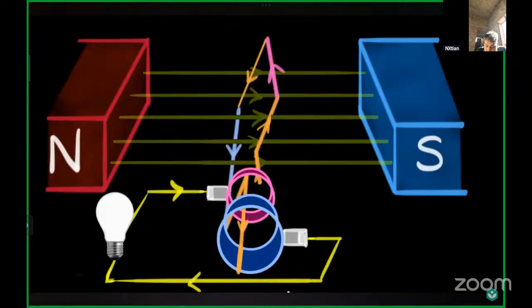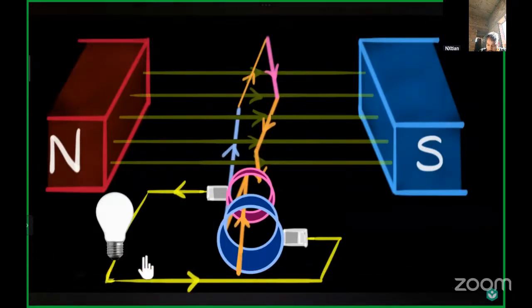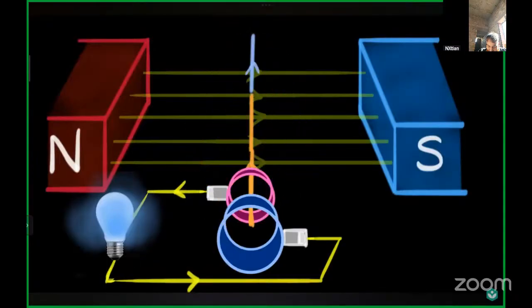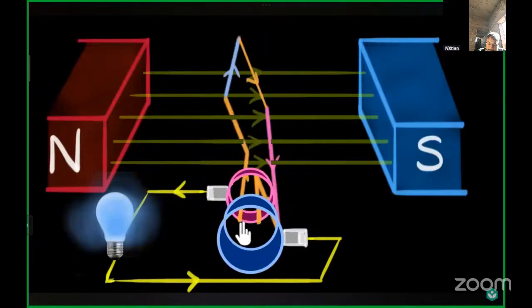Now, once our coil comes in this position, we have seen that the current reverses. So now the current will flow out of the pink ring, goes like this through the bulb, and now enters into the blue ring. So for every half a rotation, the current through the bulb also reverses. Let's say when the current is flowing this way, the bulb glows blue. And let's say when the current reverses and flows like this, the bulb will glow yellow. And so now if you look at the entire animation, it looks somewhat like this. And so we have successfully built our generator.